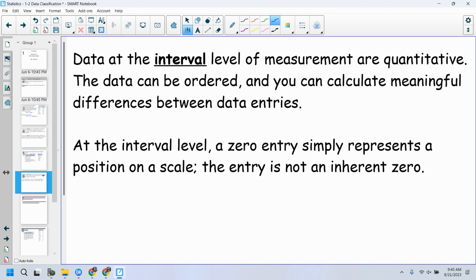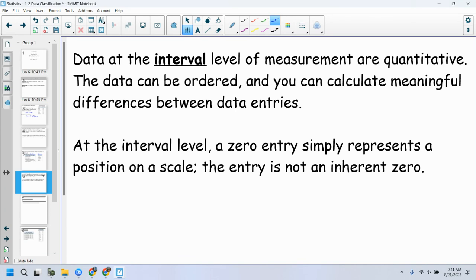The weird part about this one is that last statement. At the interval level, a zero entry is simply representing a zero position on a scale. What does that mean? Think about temperature. Could I go below zero in terms of temperature? Of course you can, right? So it's not necessarily saying an amount of zero. It's just a zero on a scale where we can represent things below it and things above it, right?